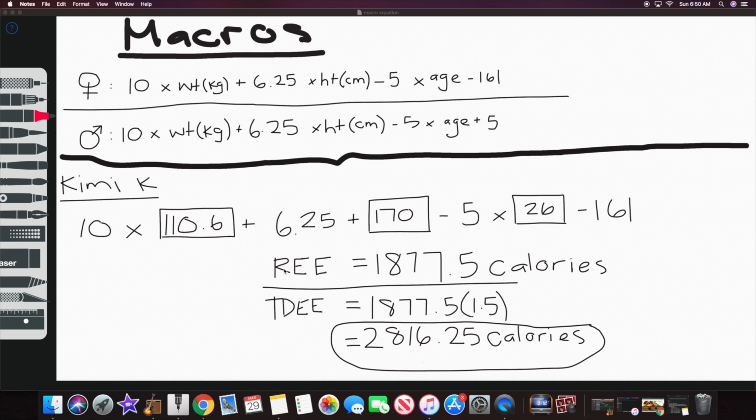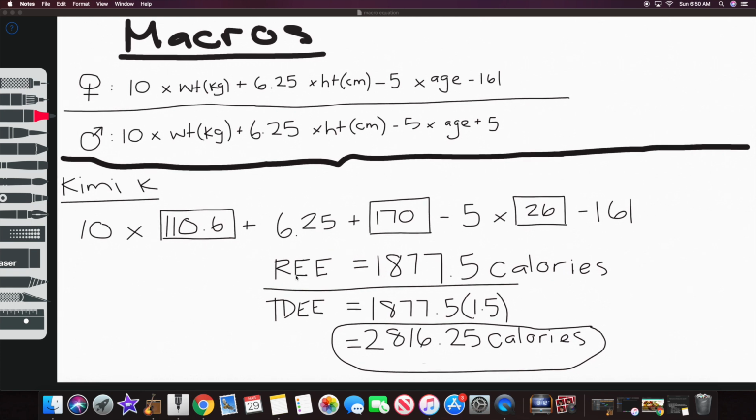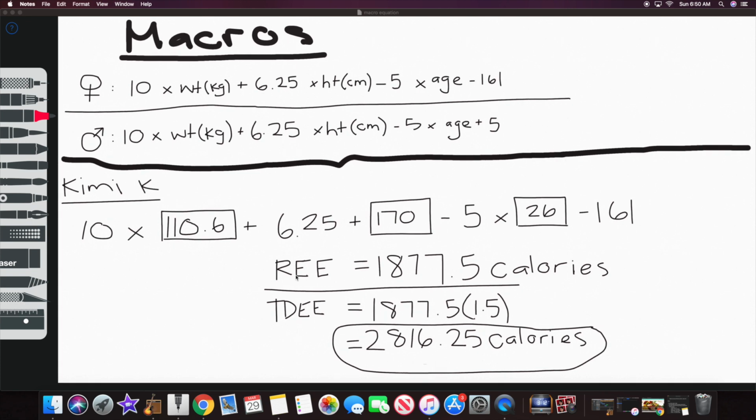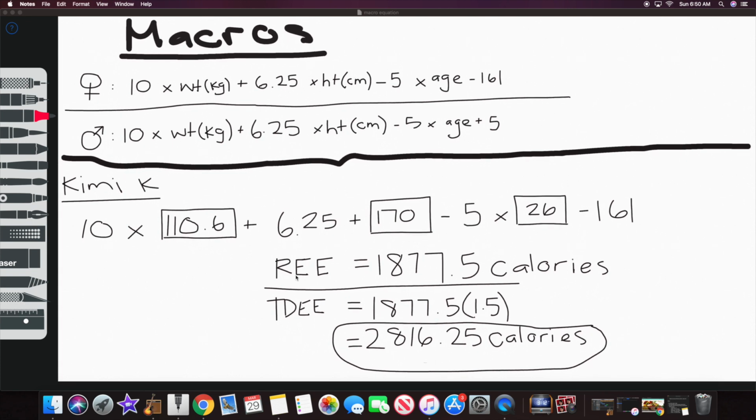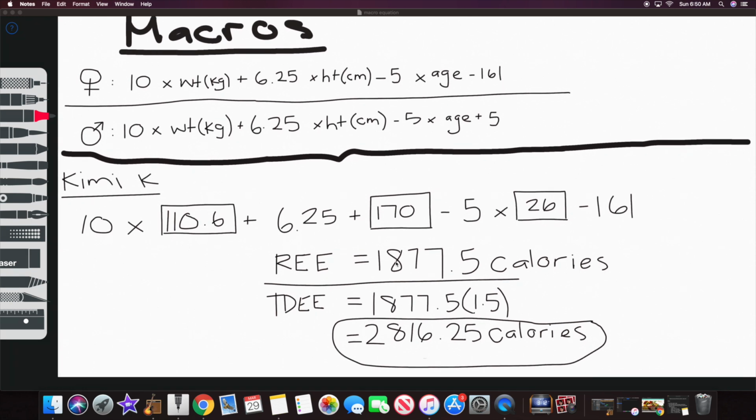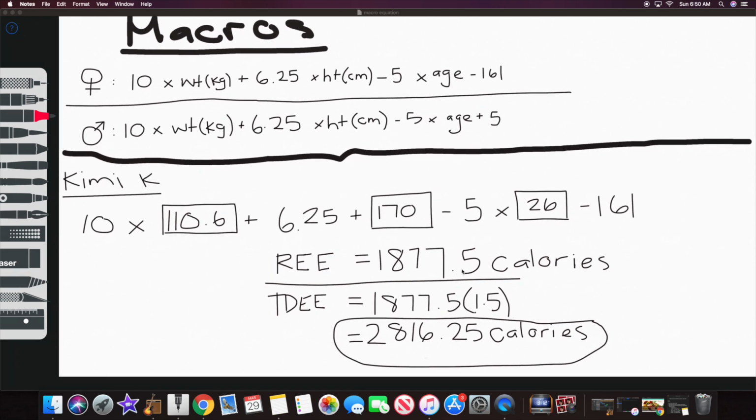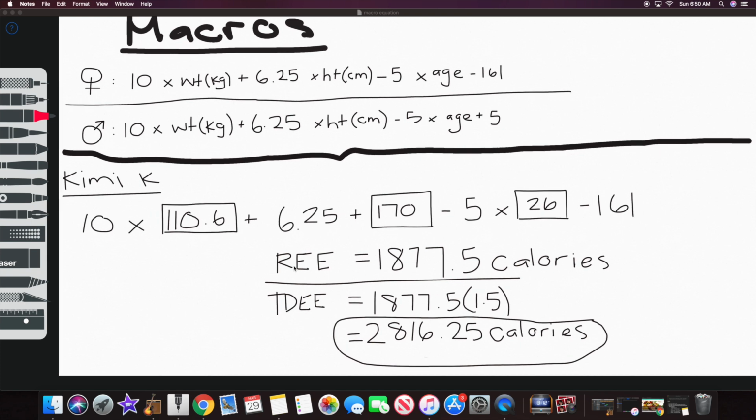So my total calories for my resting energy expenditure, which is how many calories my body burns while I'm at rest, if I'm just chilling on the couch, for me to be alive. This is how many calories I would need to be sufficient in that. So 1,877.5 calories as my REE.